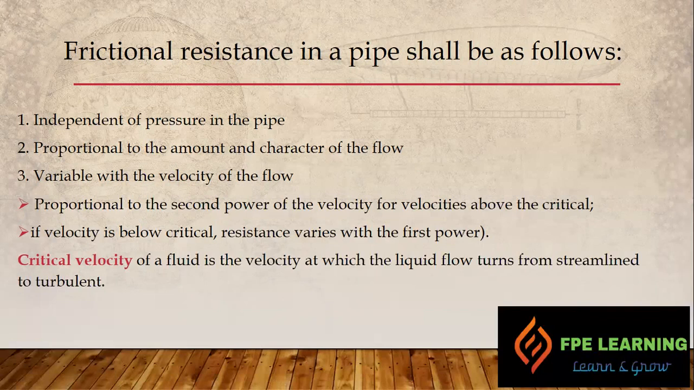Critical velocity of a fluid is the velocity at which fluid flow turns from streamline to turbulence, from laminar flow to the turbulent flow. So if it's going from laminar to the turbulent flow, it means it is above the critical velocity.